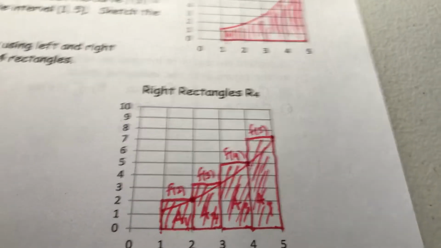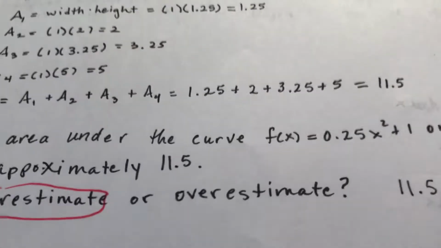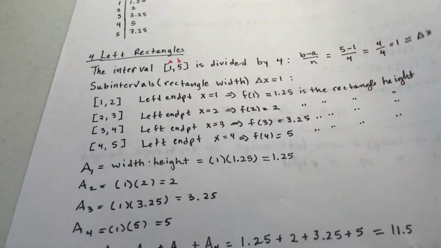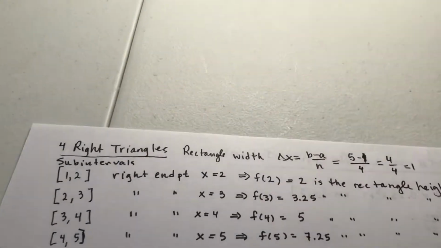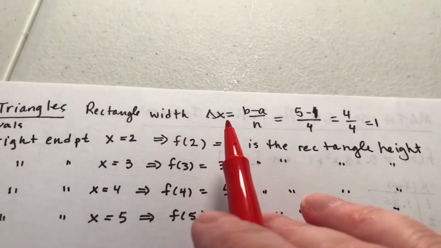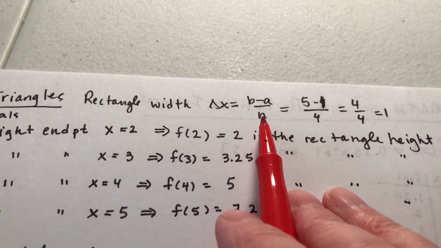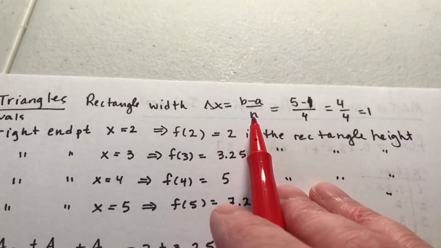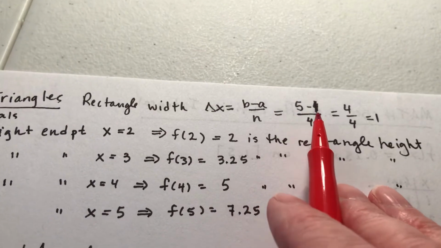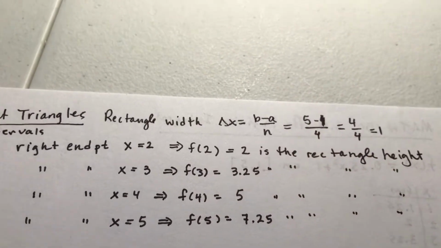Now, let's calculate. I'm turning this over. Right rectangles. My right rectangle width, you can use delta x as b minus a over n, because sometimes you're going to do 10 rectangles. Well, you won't, but one could. So 5 minus 1, 4, and that's why I'm getting this width of 1.